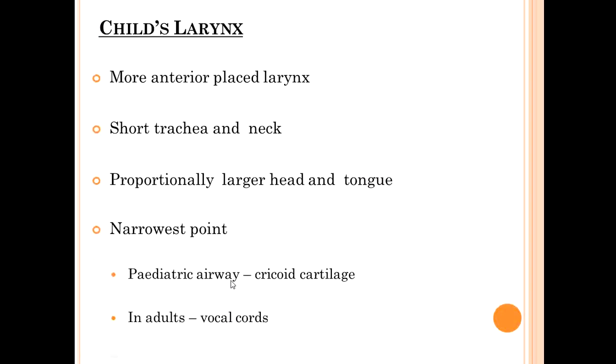Okay, then what is the applied anatomy? First you have to differentiate how the child larynx is different from the adult larynx. The child larynx is more anteriorly placed. There is a short trachea and short neck, and proportionally larger head and tongue. The narrowest point in the pediatric airway is the cricoid cartilage, but in the adult the narrowest point is the vocal cords.